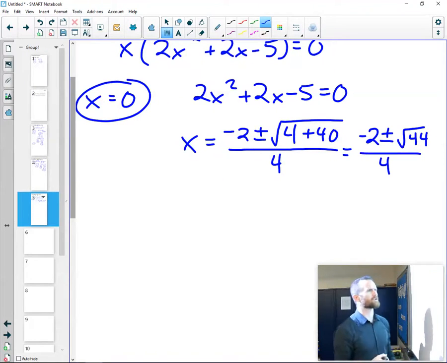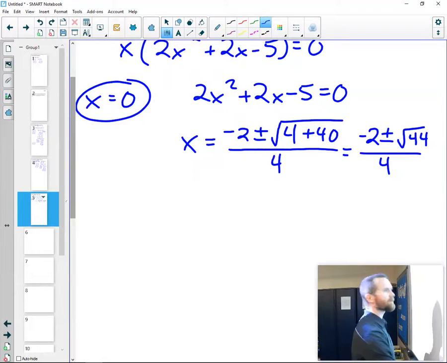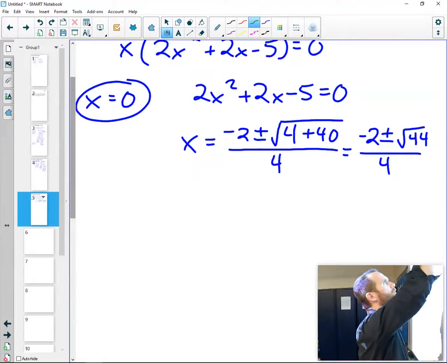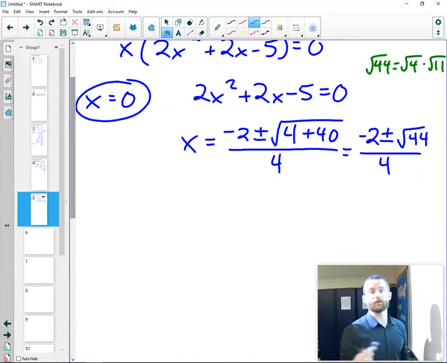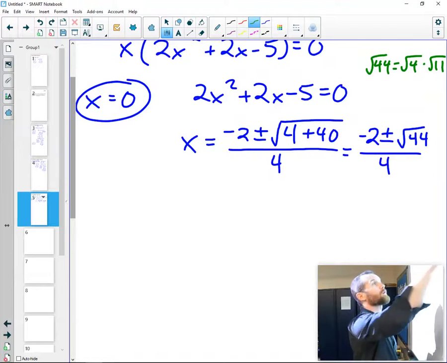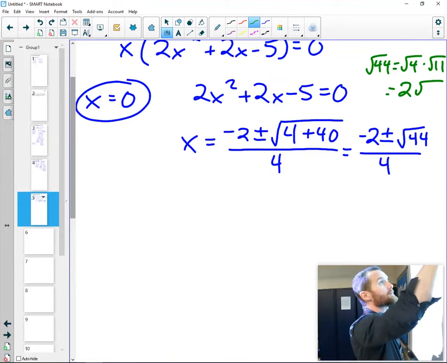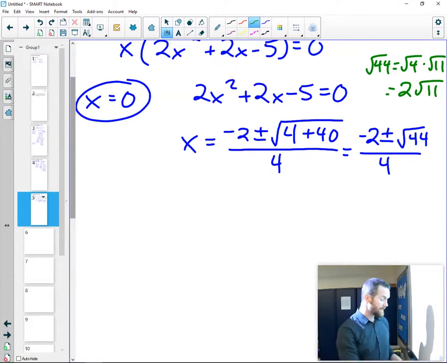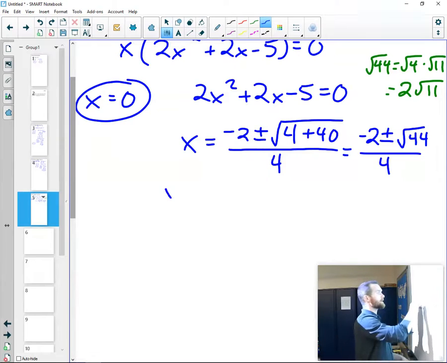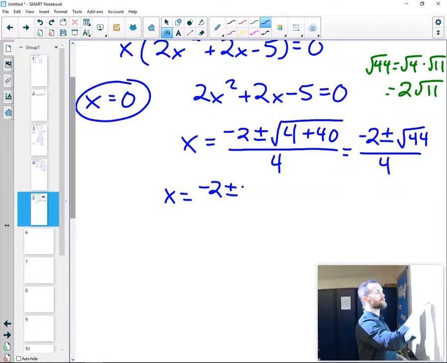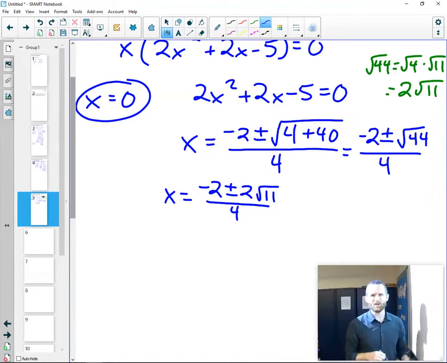We can actually rewrite that square root of 44. Let me do this up here in a different color. So this is sort of like a little thought bubble. We can rewrite the square root of 44 as the square root of 4 times the square root of 11. Since there's a perfect square factor of 44, we can rewrite it as 2 times the square root of 11. We just take the square root of 4 and get 2. So that makes this x equals negative 2 plus or minus 2 times the square root of 11, all divided by 4. Now, we could leave it like that.